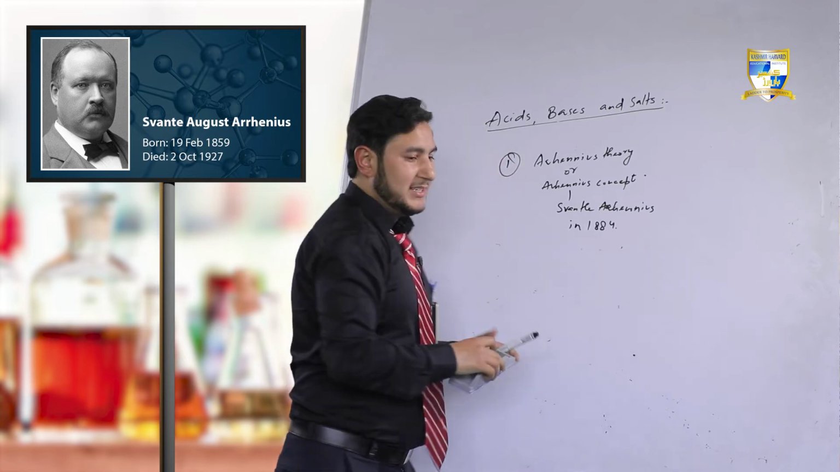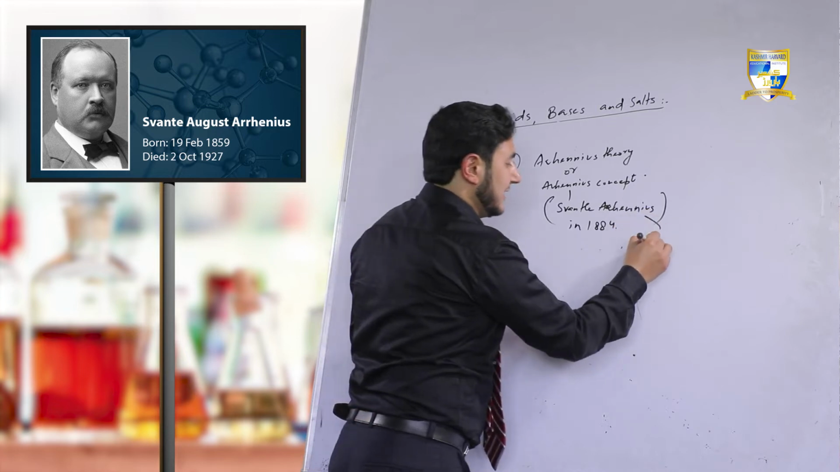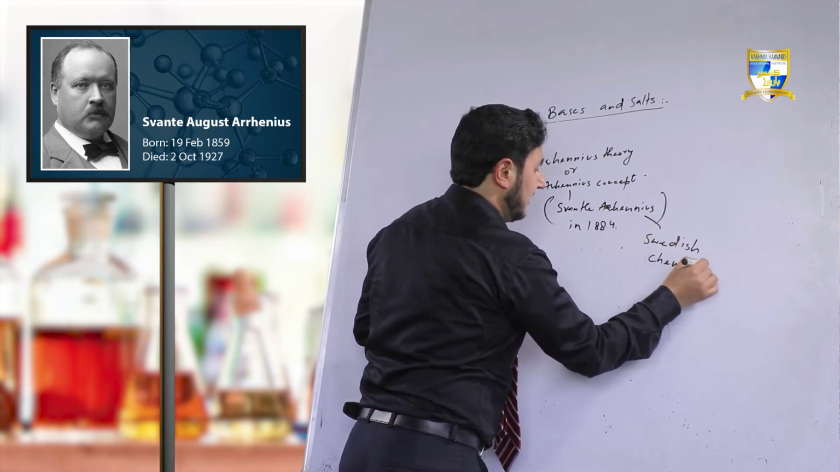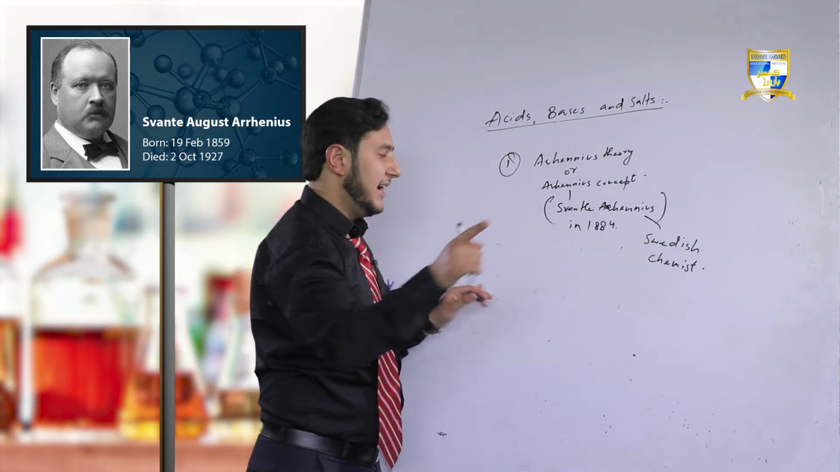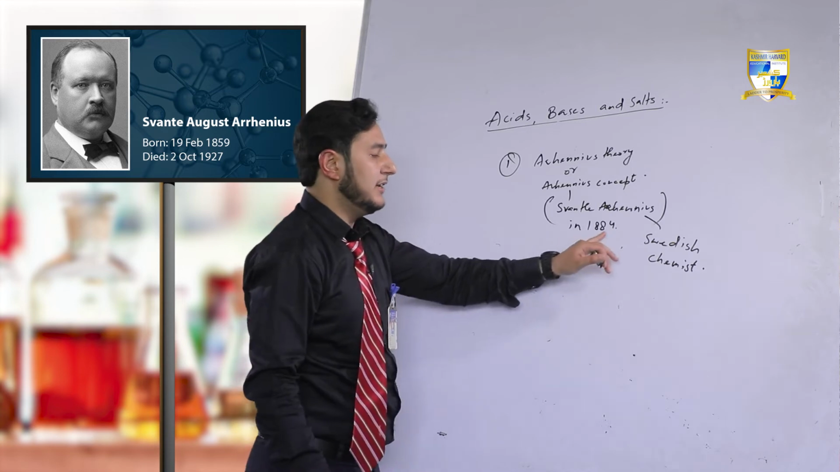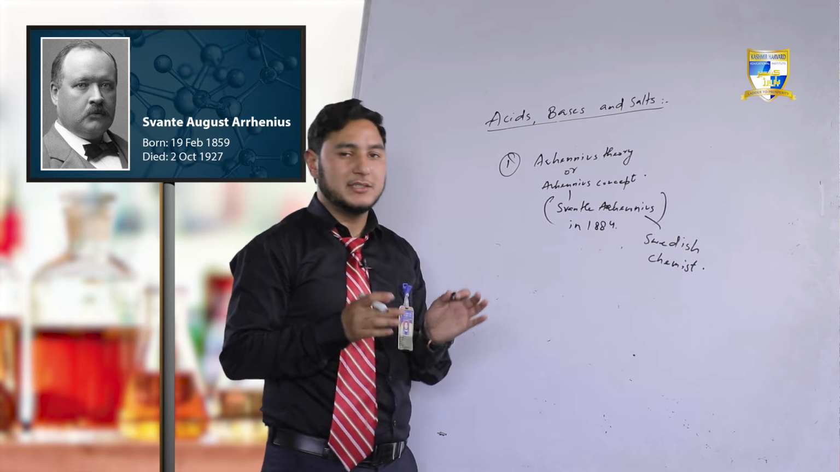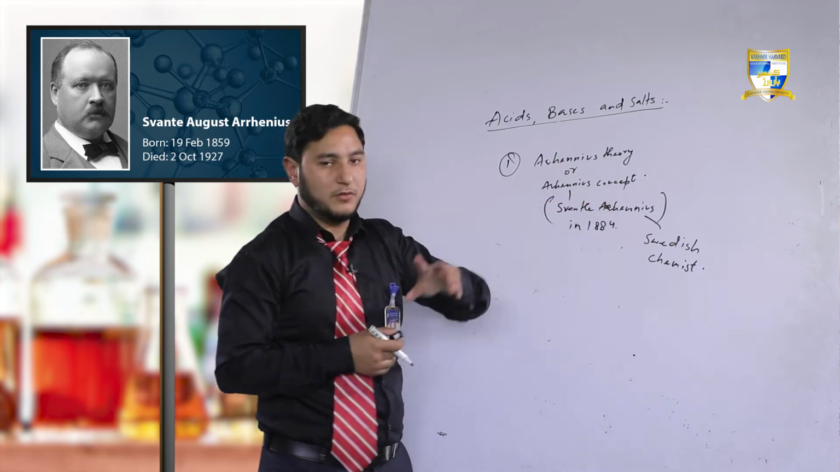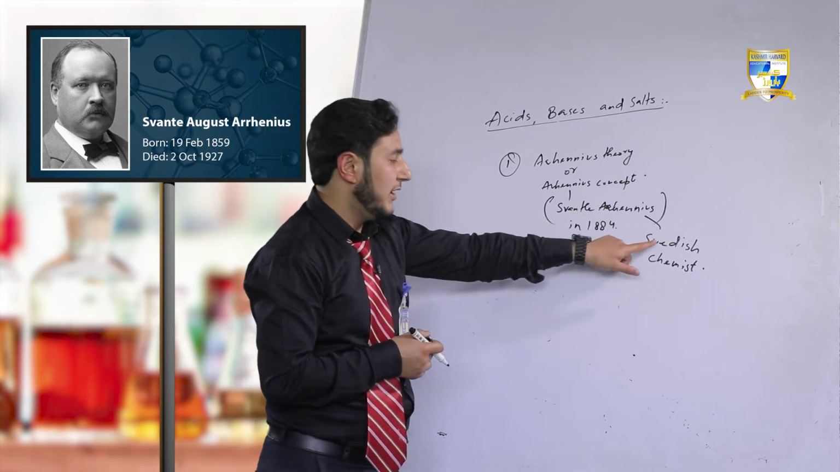It was Svante Arrhenius, a Swedish chemist from Sweden, who put forward the theory of acids and bases in 1884. I repeat, the Arrhenius theory or Arrhenius concept is the first concept we are dealing with. It was put forward by Svante Arrhenius in 1884. He was a Swedish chemist.